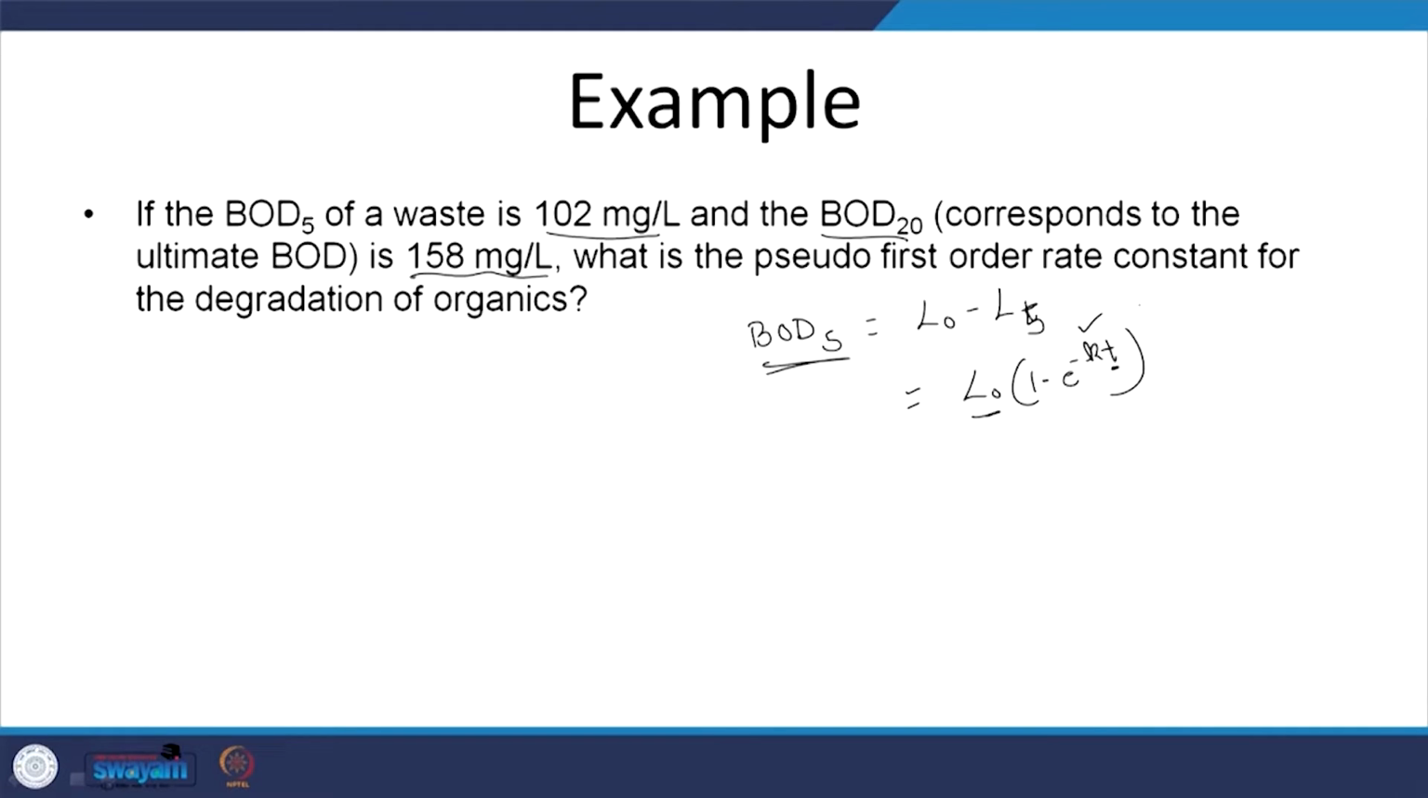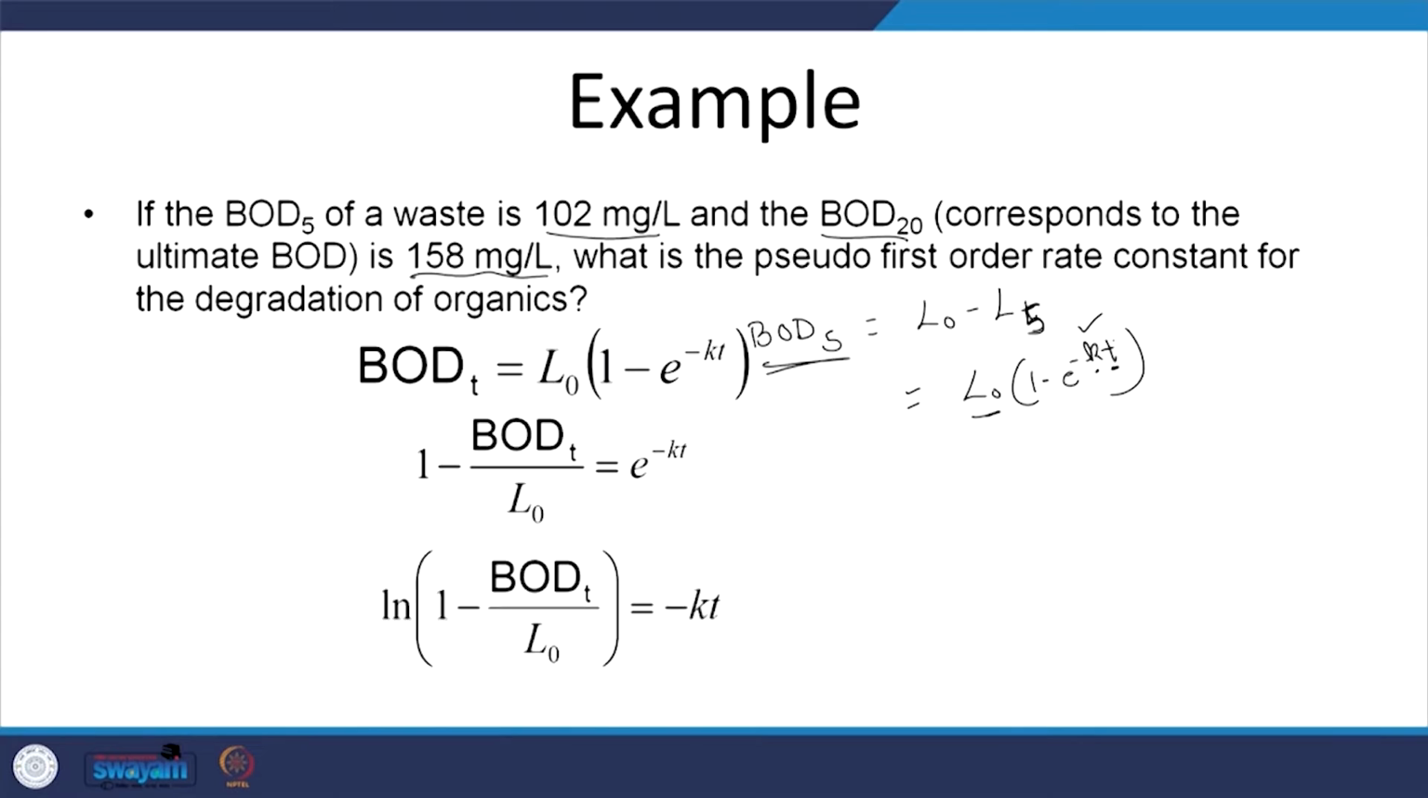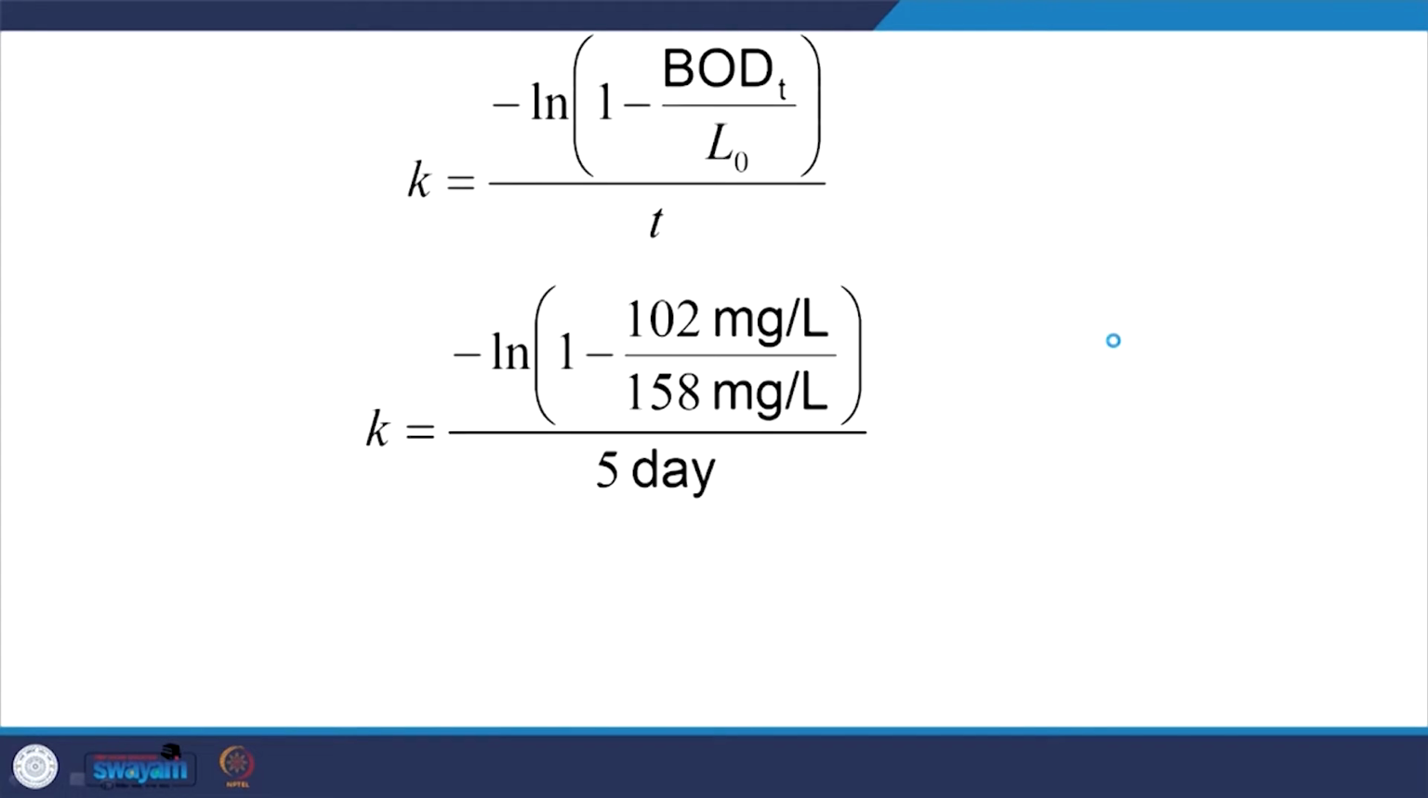This is not a great way because we have only one sample, but still for approximation that is not a bad way to go about it, right. So, I plug it in and the k turns out to be 0.1 day inverse, or per day, the pseudo first order rate constant.